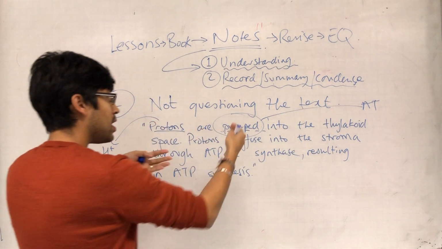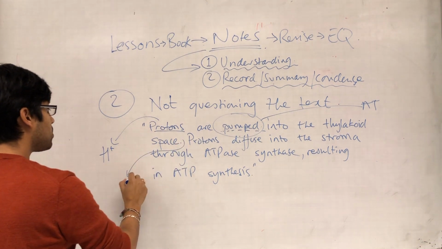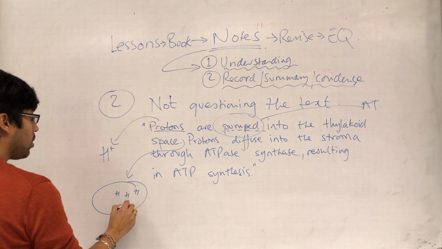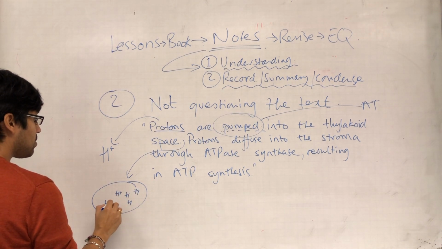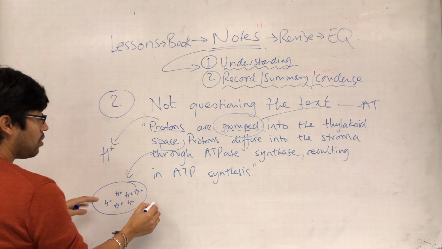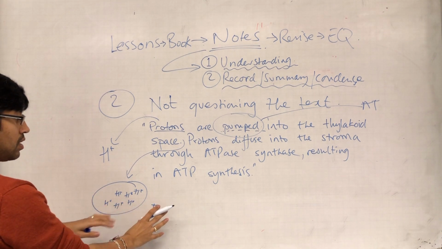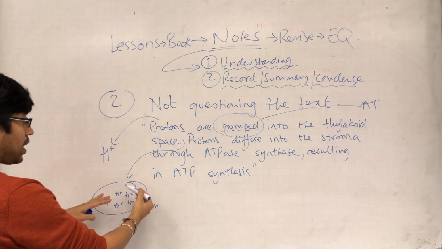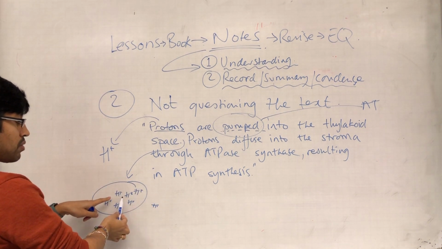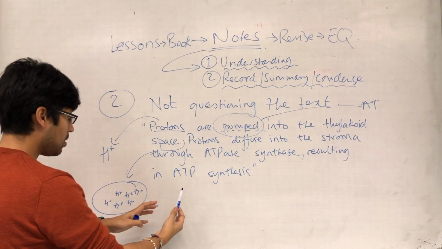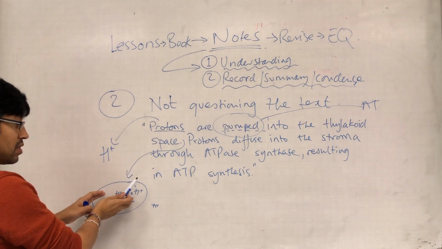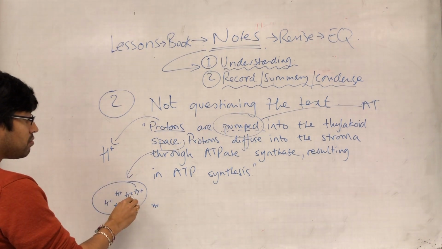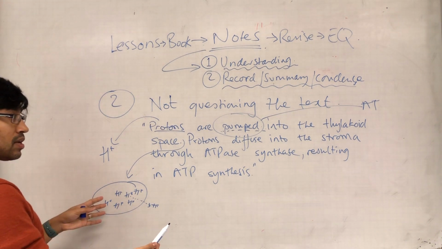Okay, but if that happens, then that's going to result in a proton gradient, i.e. there's going to be lots of protons in this space and not so many outside in the stroma. So that's going to mean that there's a chemical gradient of protons, so more protons here than here. That's also going to mean that there's more positive charge here compared to here, and because of that, they will diffuse down that electrochemical gradient.